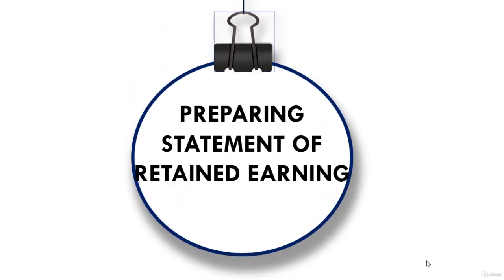Now we will understand how to prepare the statement of retained earning. So let's start. Starting from the top, by identifying the company name, I have taken the name of the company as ABC, and the next line identifies this document as a statement of retained earning. And in the third line, we have the time reference, which represents that the statement of retained earning is prepared as of 31st December 2017.